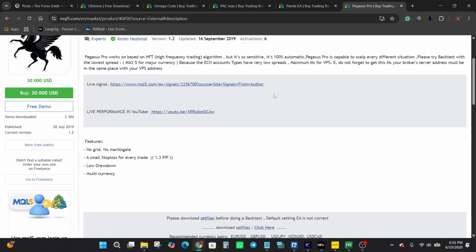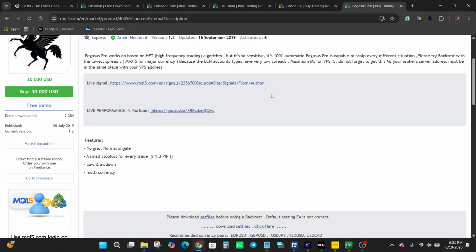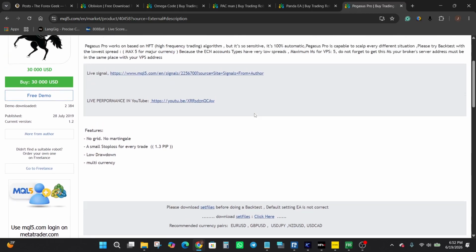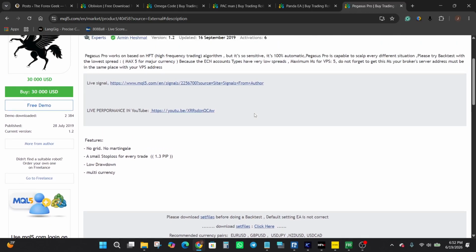There are also several operational requirements mentioned here, including the recommendation to use very low spreads, ideally no more than 5 points on major currency pairs, as well as a high speed VPS with extremely low latency. Now, as I continue through the description, the developer emphasizes that the EA is intended for ECN broker accounts and notes that the VPS location should be close to the broker's server location to achieve the lowest possible response times.